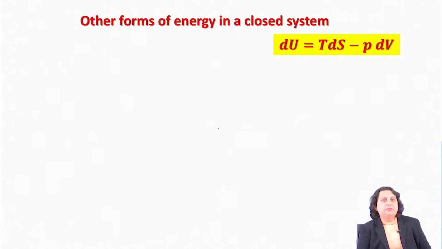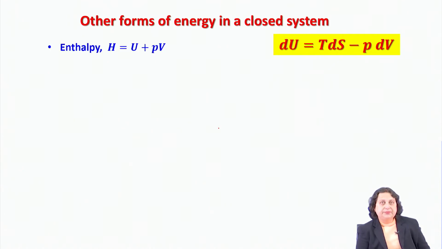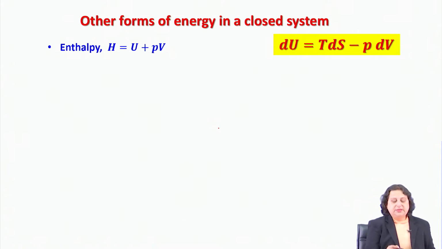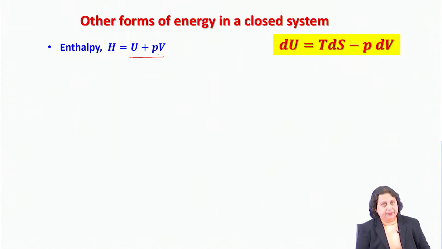Now, keeping this in mind, there are several other forms of energy in a closed system that we come across in thermodynamics. The first one is enthalpy, where enthalpy is defined as U plus P times V. Since U is a state function, and pressure and volume are also state functions, therefore I understand enthalpy is also a state function. We have already discussed that.